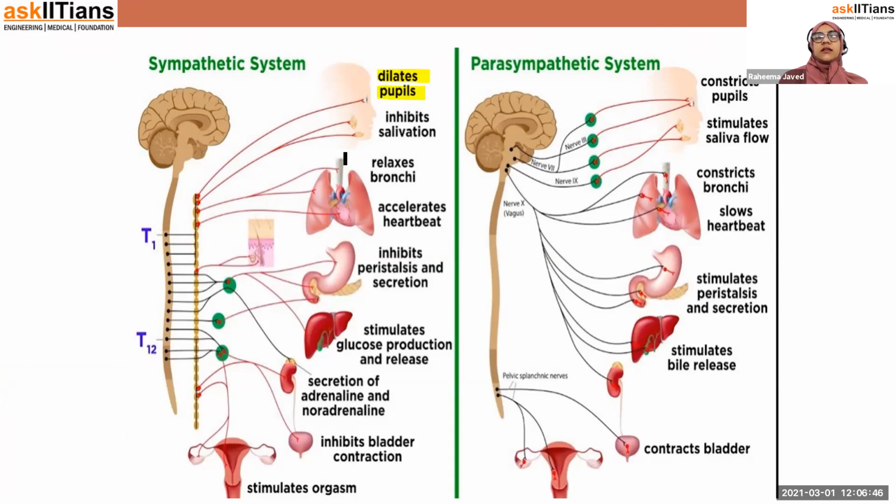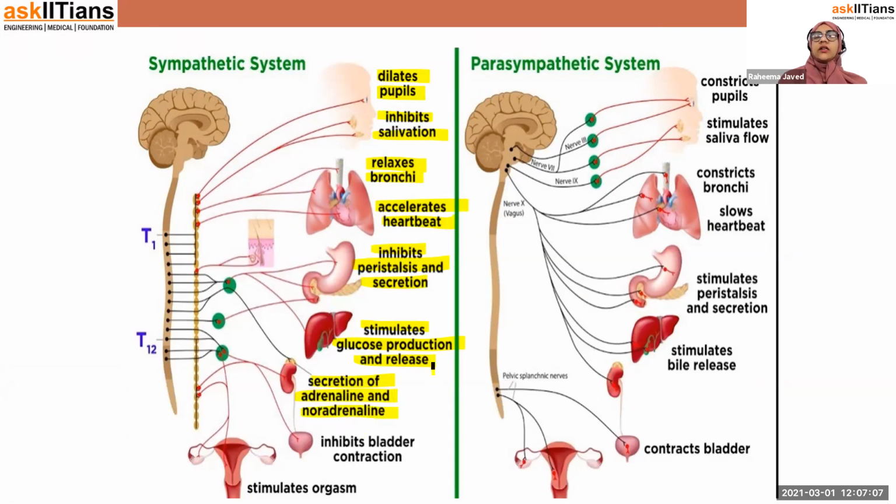Pupil is dilated during an emergency. Salivation is inhibited. Bronchi relax. Heartbeat is accelerated. Peristalsis and secretion is inhibited. Glucose production and release is stimulated. Secretion of adrenaline and noradrenaline.